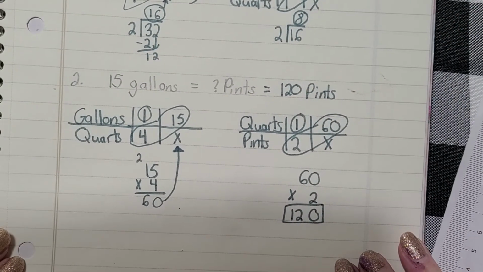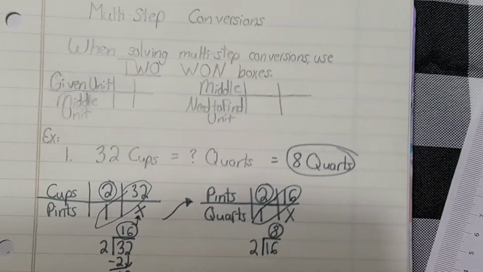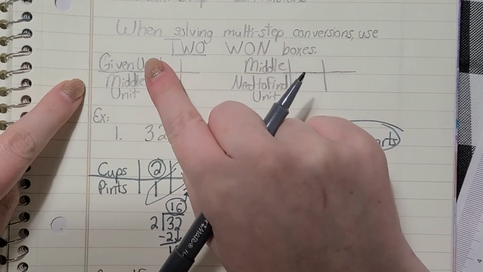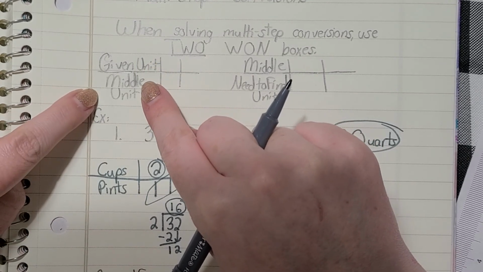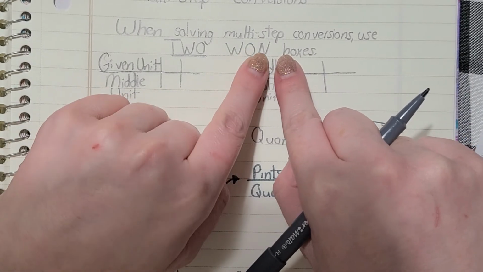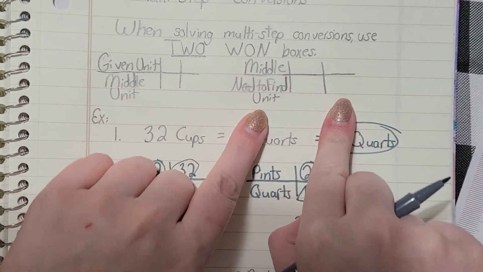Okay, you have a couple practice problems. Remember, you need to set up two one boxes, set it up with a given unit, use your middleman to bridge the gap, convert to your middle unit, and use your middle unit to convert to the one you need to find.